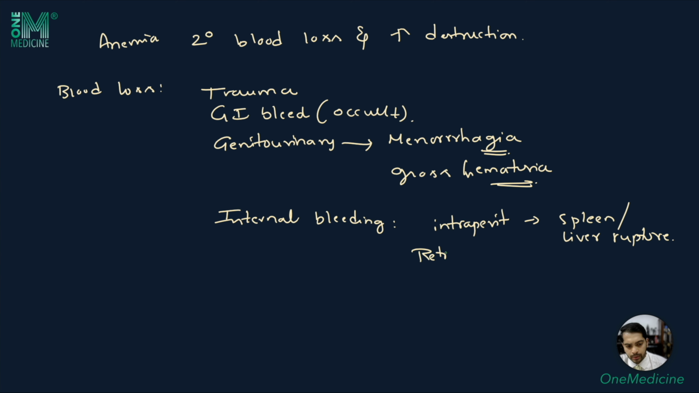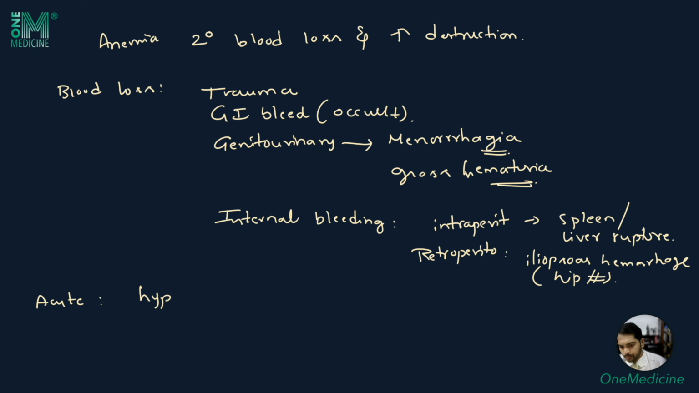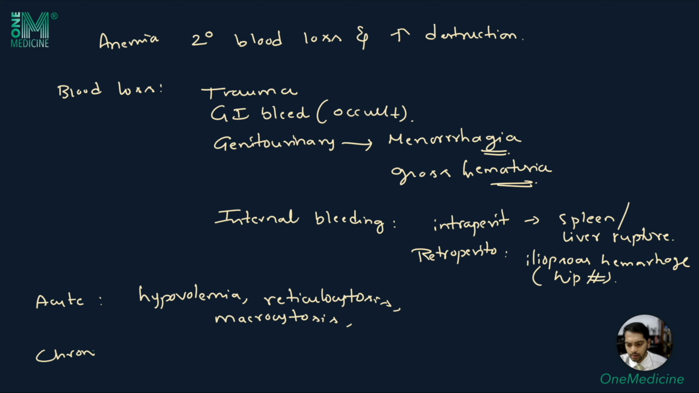There can be retroperitoneal bleed as can happen in iliopsoas hemorrhage, which is usually seen in hip fractures. Acute bleeding is usually associated with manifestations of hypovolemia, reticulocytosis, macrocytosis, whereas chronic bleeding is associated with iron deficiency, hypochromia, and microcytosis.